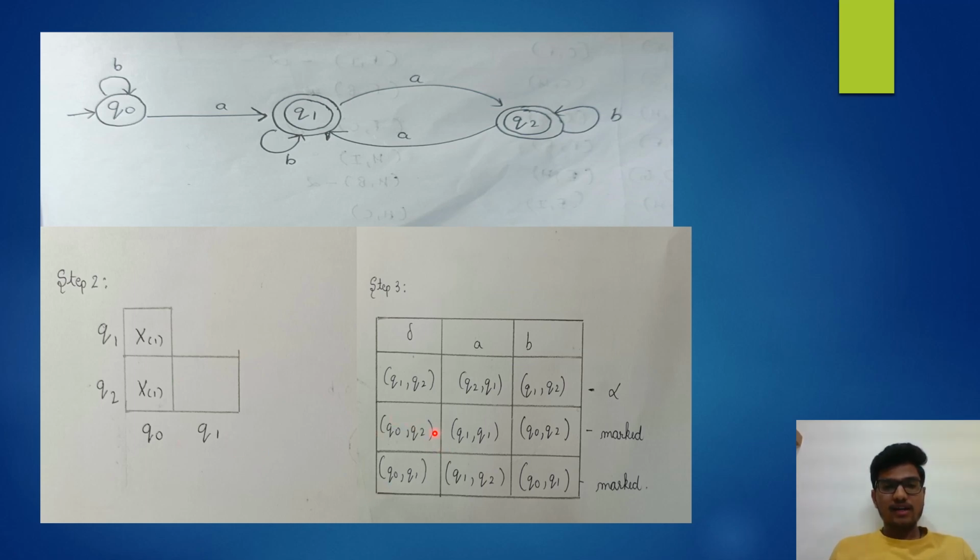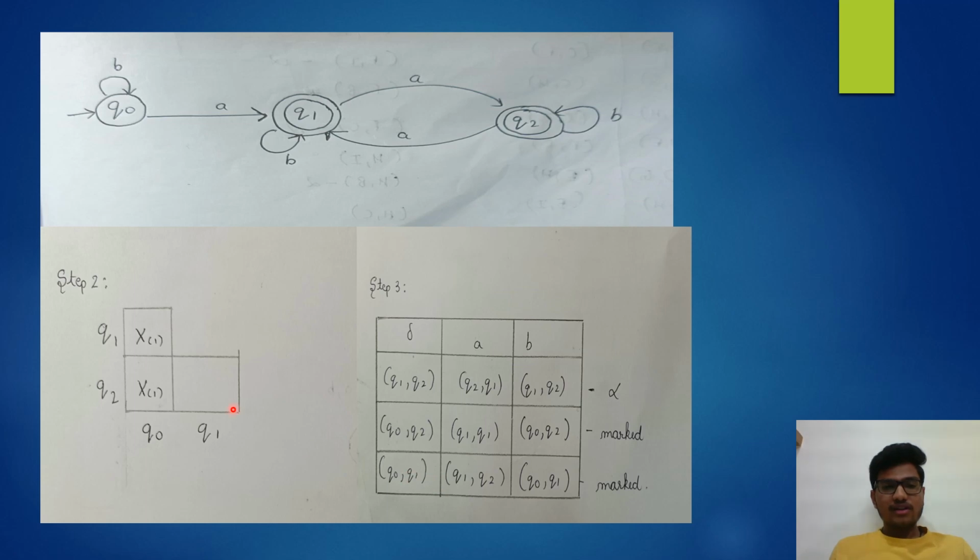Next, Q0 and Q2. Q0 on A goes to Q1 and Q2 on A goes to Q1 again. Q0 on B goes to Q0 as it has a self node, and Q2 on B goes to Q2 as it has a self node. So this state is marked, as one state is a non-final state and the other is a final state. So it is marked in the table with a cross symbol.